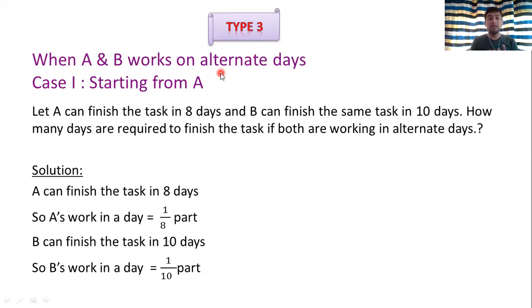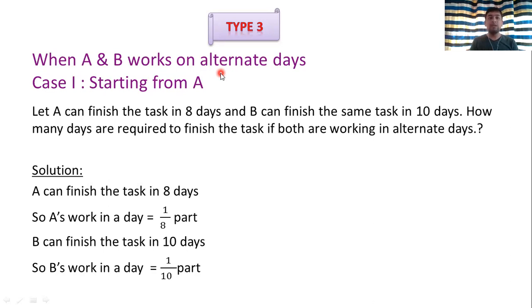Now type 3 is if there are two workers and they are working on alternate days. That means on the first day, let's say person A is working. On the second day, let person B work. Again on the third day, A will work. On the fourth day, B will work. Likewise, if they are working on alternate days, how many days will they require to complete the given task? So this is type 3.